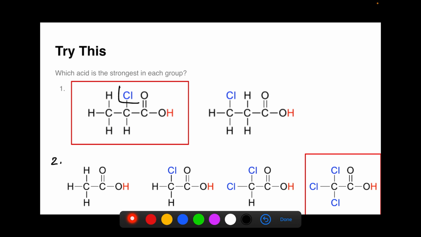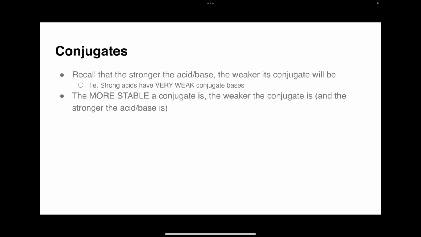In the first case, we're looking at proximity of the halogen to the HX bond. The closer it is, the stronger the induction effect and the stronger the acid. Here, we're looking at number of halogens. Since we have more halogens on this far right molecule, then we have the strongest induction effect and the weakest HX bond and the strongest acid. That wraps up our discussion of bond strength.